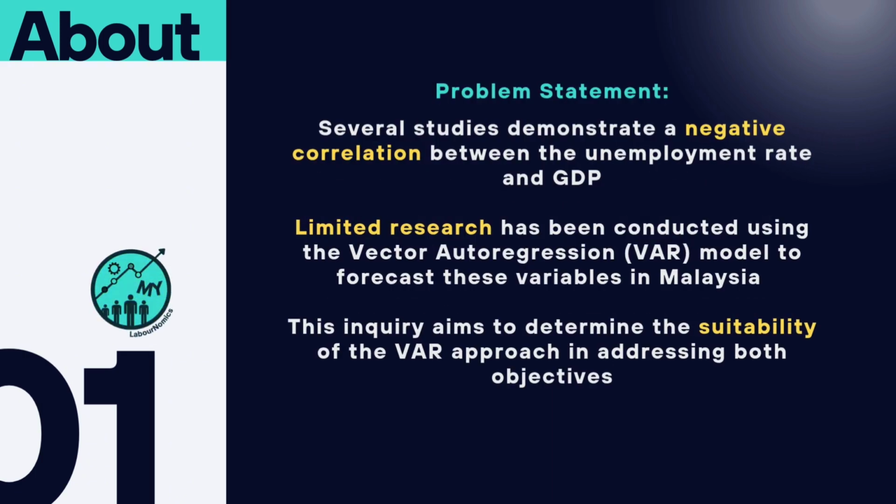To support these objectives, the study is guided by the following problem statement. Several studies demonstrate a negative correlation between the unemployment rate and GDP. However, limited research has been conducted using the VAR model to forecast these two variables, specifically in the Malaysian context. This inquiry therefore aims to determine the suitability of the VAR approach in addressing both objectives and providing insights into the dynamic interactions between these two key economic indicators.